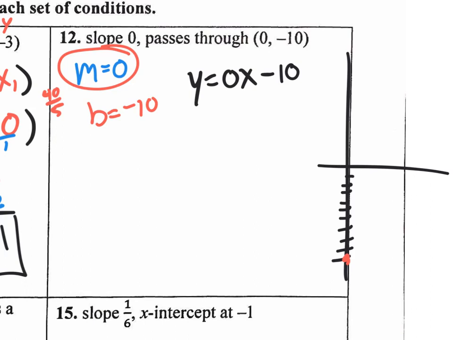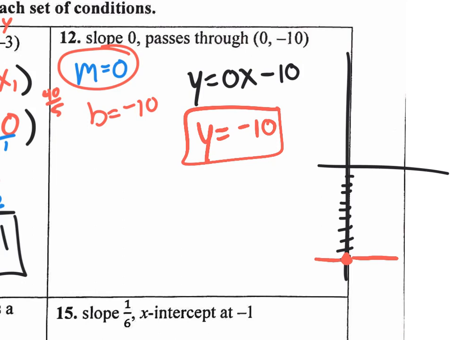And of course you don't need a 0x. You could leave it, I'll give you the credit, but you don't need that 0x because 0 of anything is 0, it's not there. There are no x's, there are 0 x's. So the best equation would be y equals negative 10. So this line passes right through that y-intercept of negative 10. It is totally flat because the slope is 0.